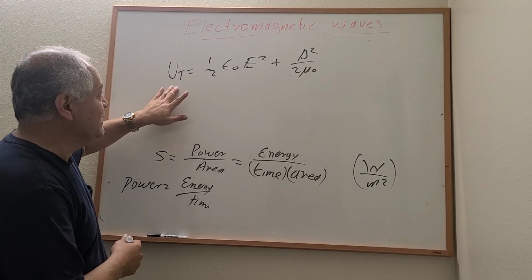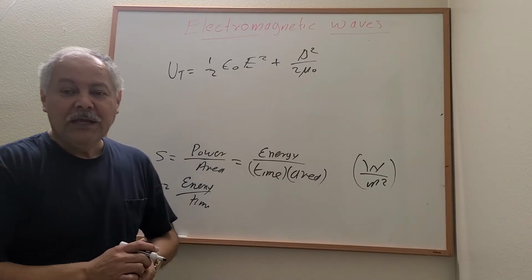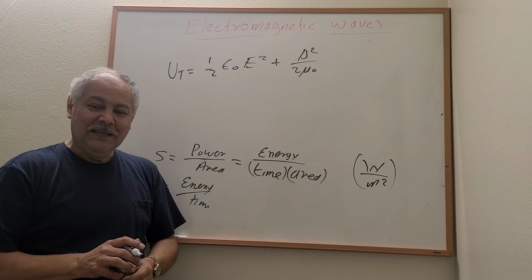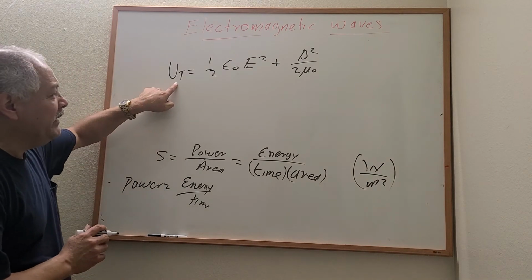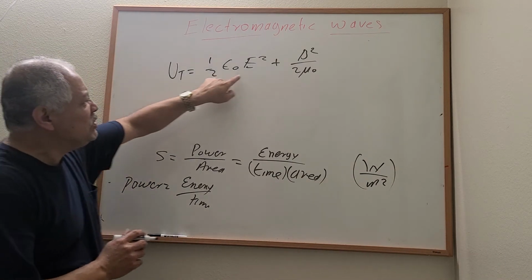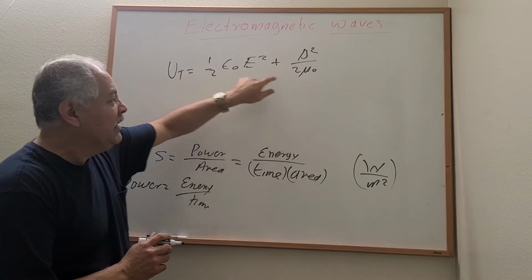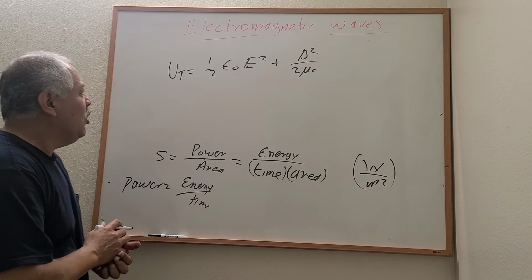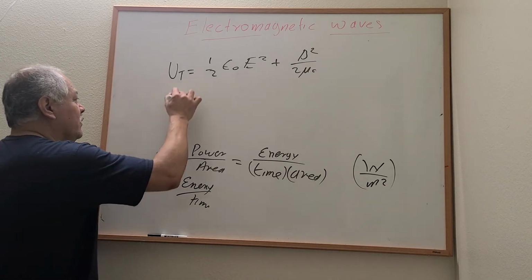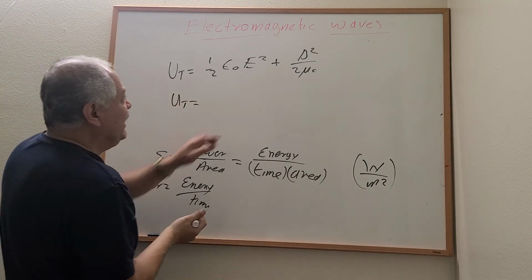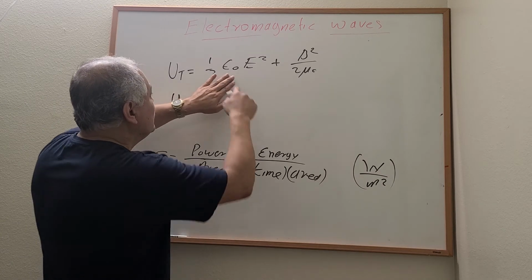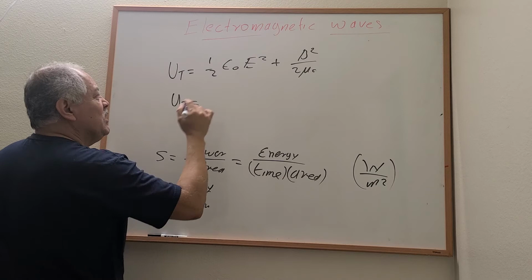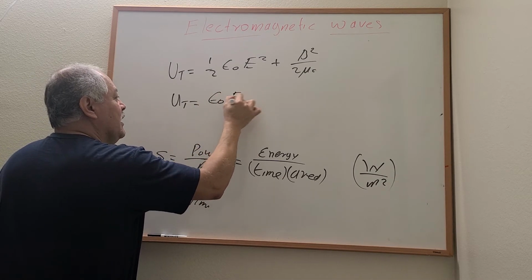So the total density is going to be the sum of these two. Correct? Perfect. Now, how do we define this? Because these two must be the same. This is converted into this. So we can also say that the total is, if this is the same as this one, at the end twice this one. So at the end we have epsilon naught E squared.